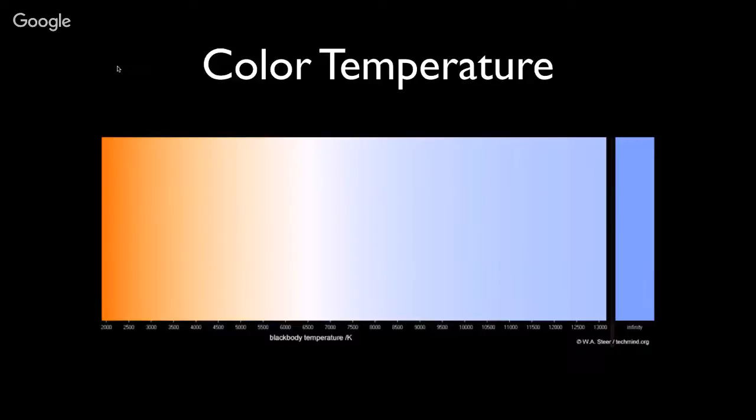This blue is actually the complement to this orange. And so what you find is that somewhere right in the middle, the blue cancels out the orange, and the orange cancels out the blue. And that happens right around 6,500 degrees Kelvin. That is what we are considering now to be the neutral white point.